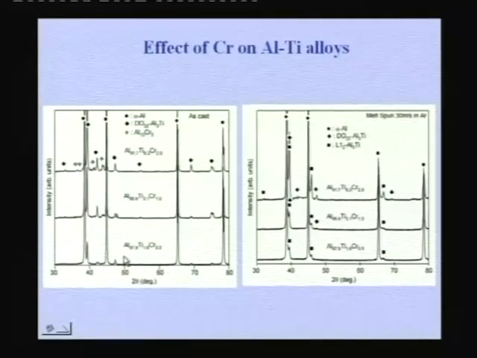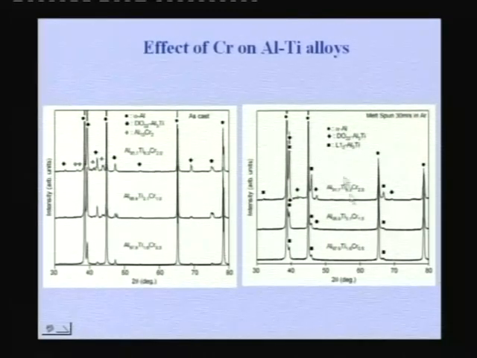If you take the as-cast alloys, as-cast means you just make the alloy without any rapid solidification. Just add these alloying elements, melt it and cast it under normal conditions. You will see basically the alpha aluminum plus the DO22 Al3Ta, and at higher chromium content, you will get aluminum chromium intermetallic compounds.